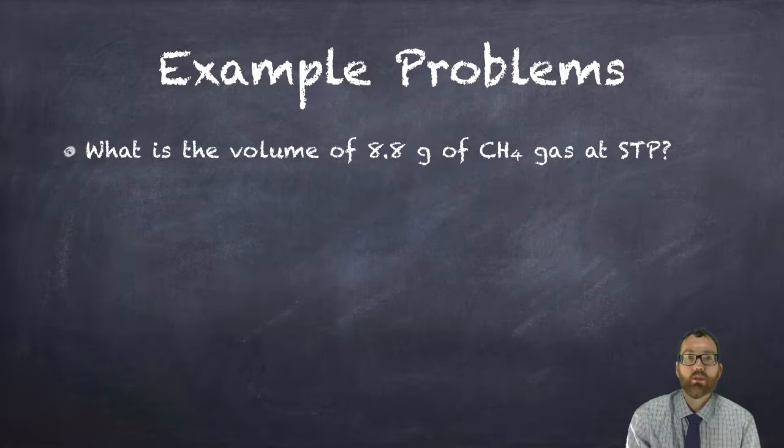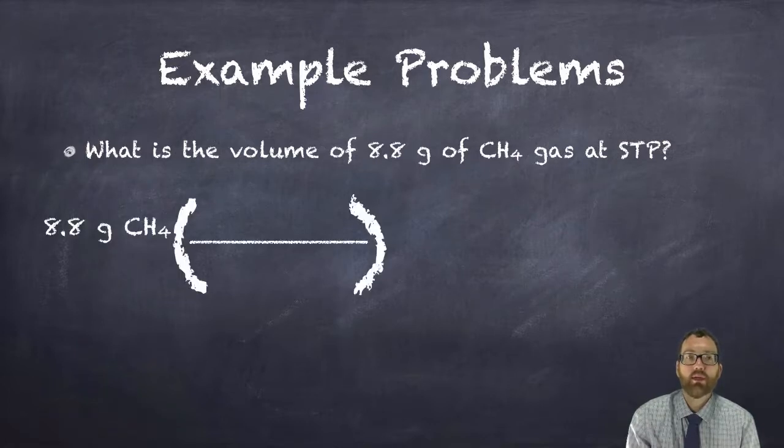So as always, start with what they give you, 8.8 grams of CH4, and set up a conversion factor. Now they're asking us to get to volume. Now we haven't learned of any conversion factor that will get from grams to volume. Now I'm sure there is one somewhere, but it would be something you'd have to memorize. And we're not going to memorize a different conversion factor for every single compound there is. That would be impossible. So we're going to deal with what we know how to do.